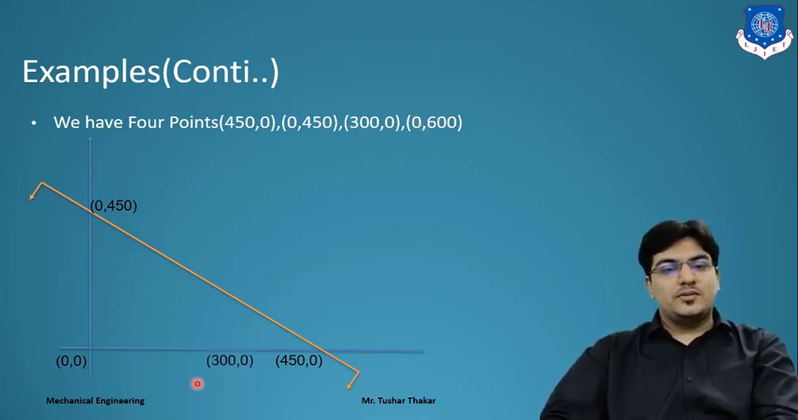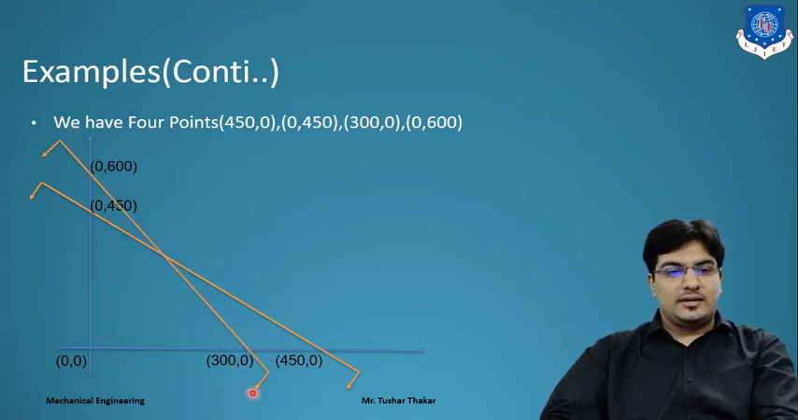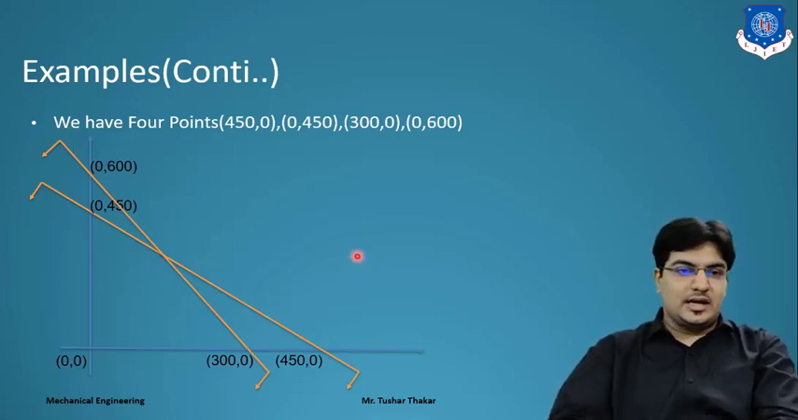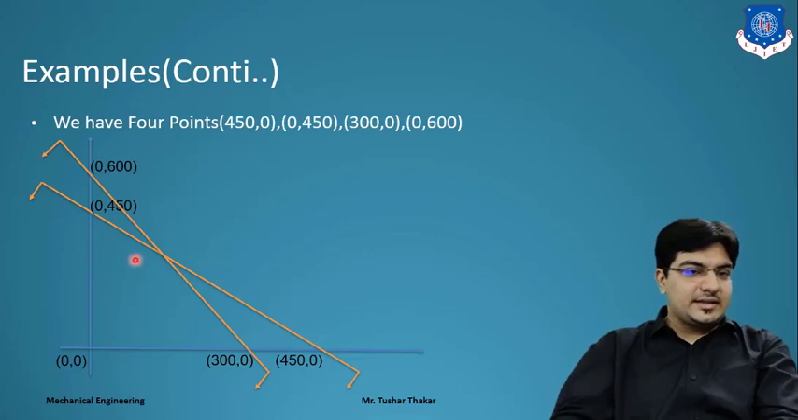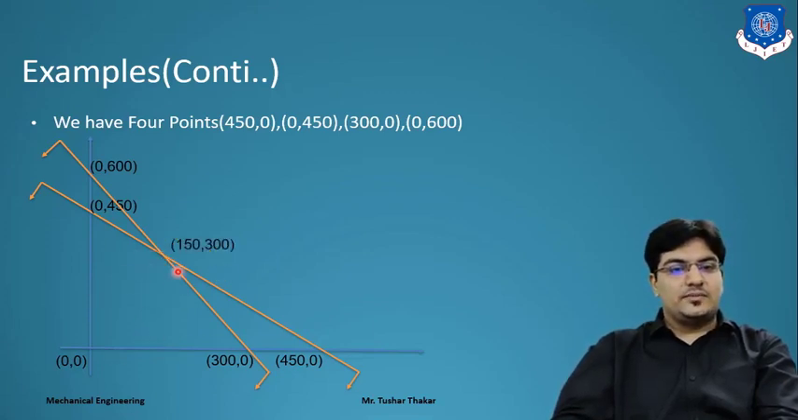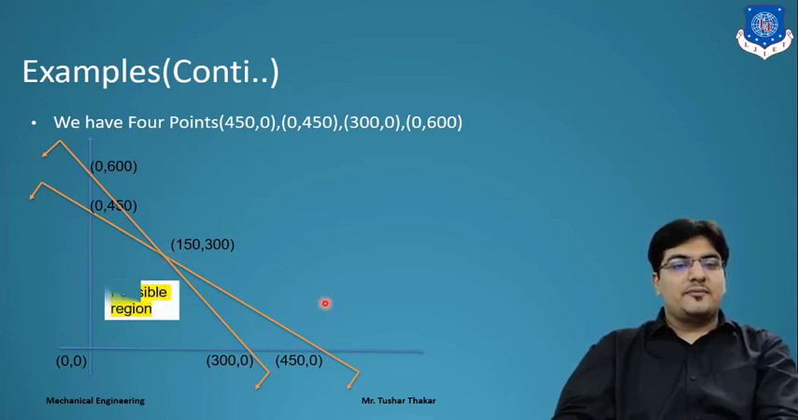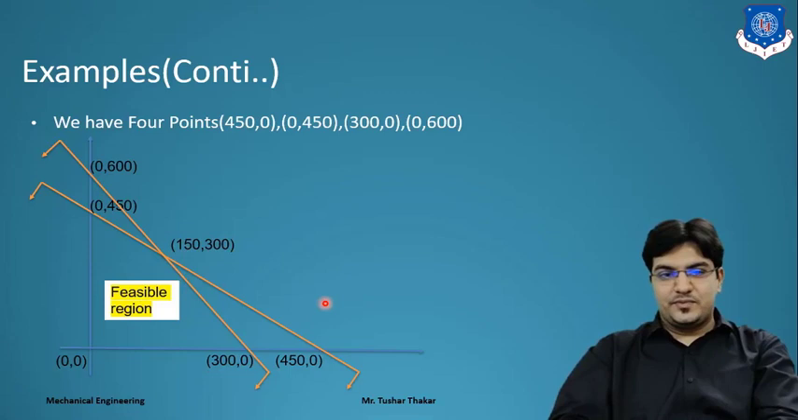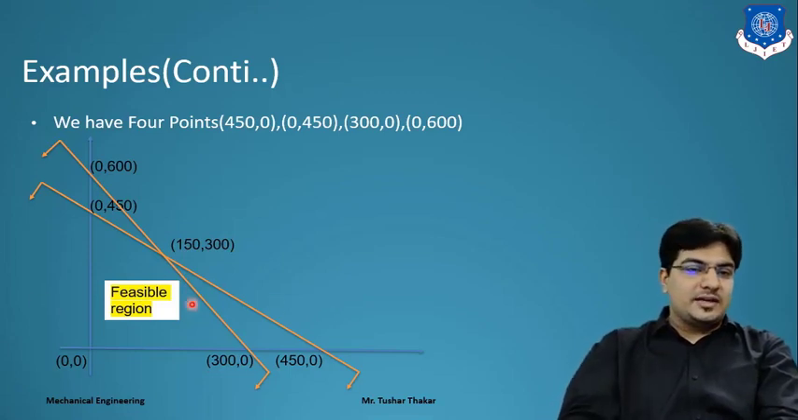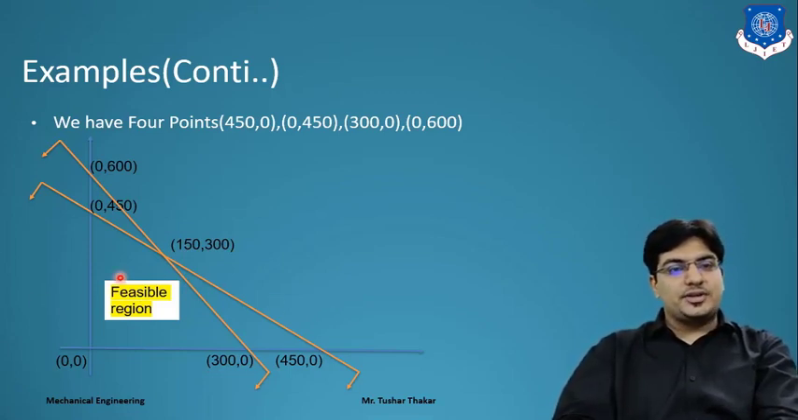For the second line, we draw through the points (300, 0) and (0, 600). Again it is maximization, so we draw the arrow in the downward direction. There is one intersecting point here, and this is our feasible region. The intersecting point is (150, 300). This feasible region contains the solution of the LPP by the graphical method.